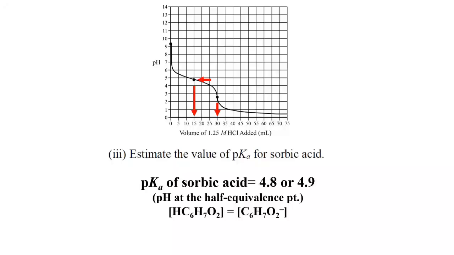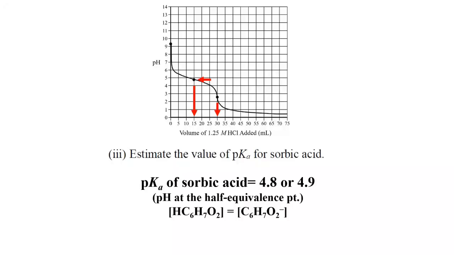So looking at the graph, it looks like the pH of the solution after 15 milliliters of the titrant has been added is just under 5. So I would say, estimating it, it's approximately 4.8 or 4.9. So at the half equivalence point, the concentration of sorbic acid is equal to the concentration of its conjugate base.